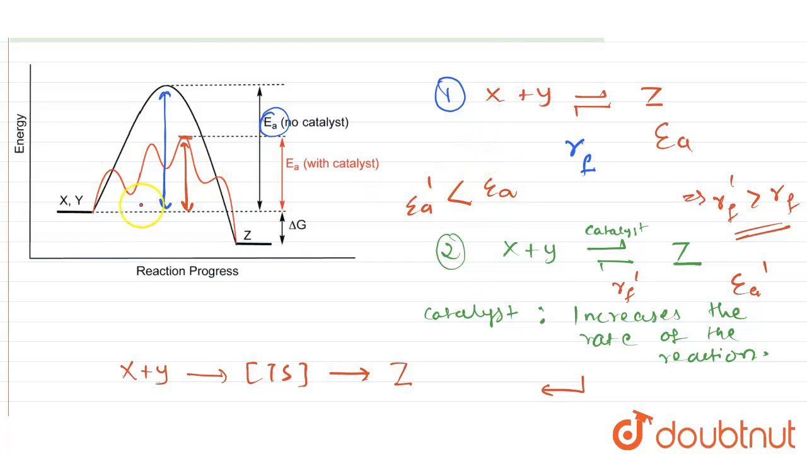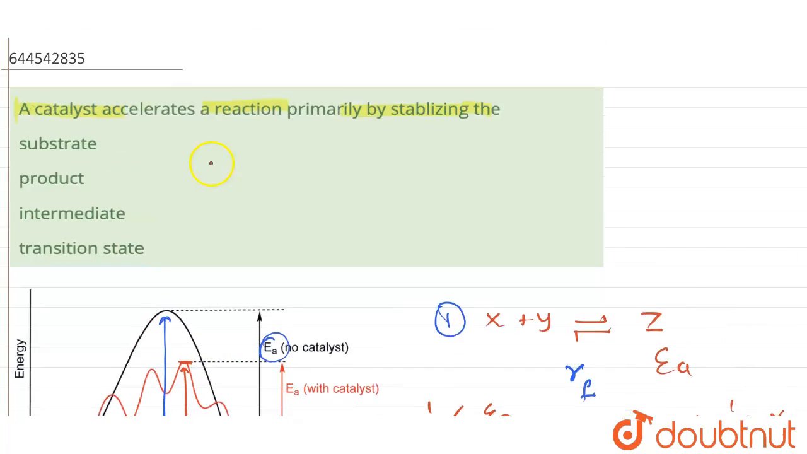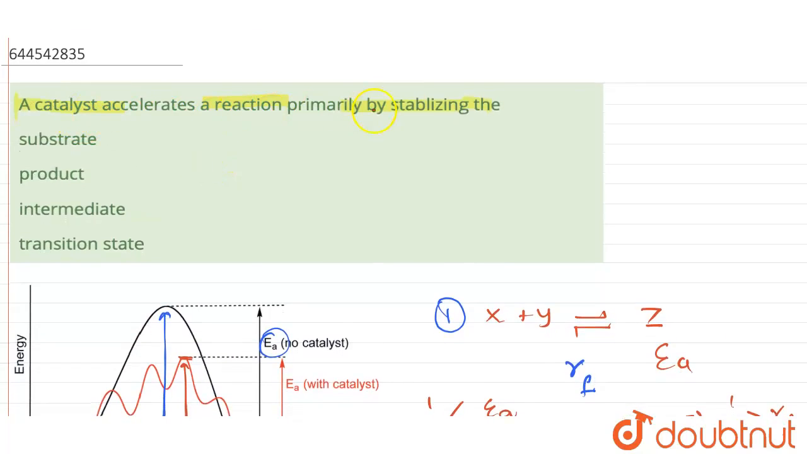So less time and less energy will be required to acquire the transition state, and from the transition state the conversion to Z. So the correct answer for this would be, it alters the transition state, or you can say that it decreases the activation energy. So a catalyst accelerates a reaction primarily by stabilizing the transition state.